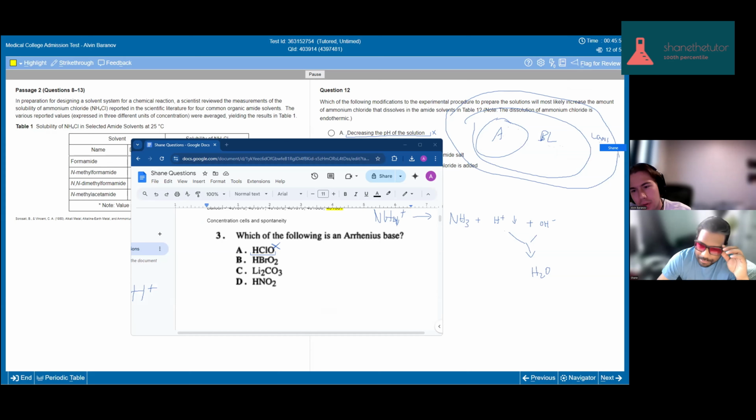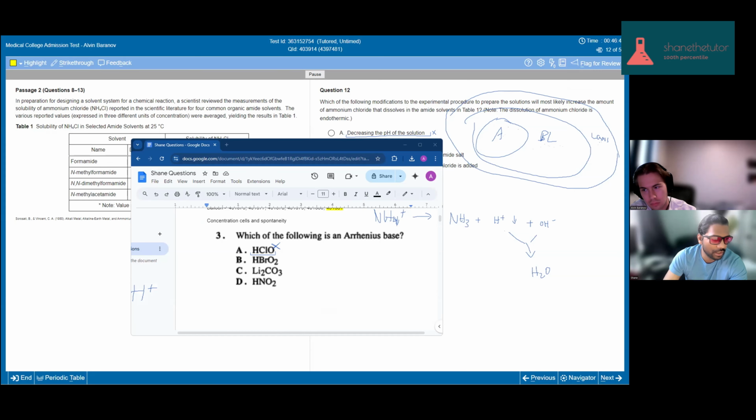Meaning that if something is not a Bronsted-Lowry acid, it cannot be an Arrhenius acid, but it could still be a Lewis acid. There are some Lewis acids that aren't. Does this apply to Lewis acids and bases? Oh yeah, for everything. You could have some Lewis acids or bases that are not Bronsted-Lowry acids or bases, but every single Bronsted-Lowry acid or base will still be a Lewis acid or base.